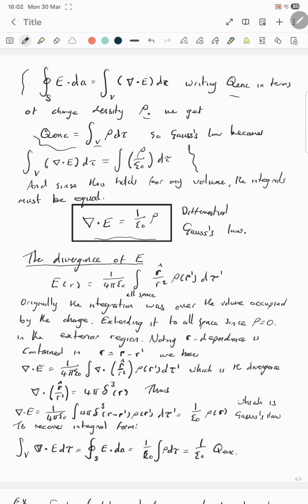Now this is the divergence of E, where the electric field is given here. Originally the integration was over the volume occupied by the charge. Extending it to all points in space, rho equals 0 in the exterior region, and noting the r dependence is contained in r minus r prime, we have del dot E given here, which is the divergence.